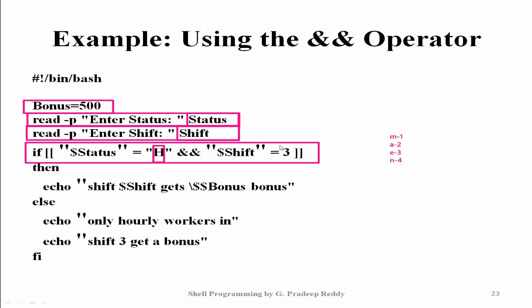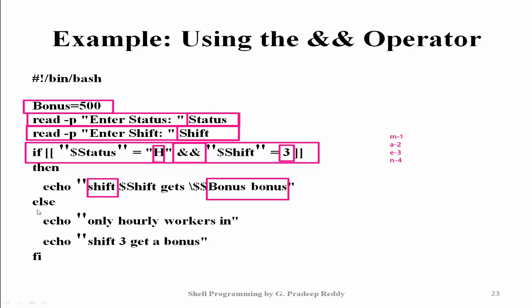Next, here you are going to specify shift equal to 3. So then both should be true: a particular person is working on an hourly basis and his shift should be evening. Then it is going to echo the shift which he has entered, and he gets the bonus. Here you are going to specify the $$ followed by bonus.